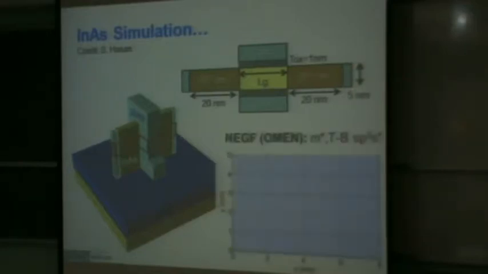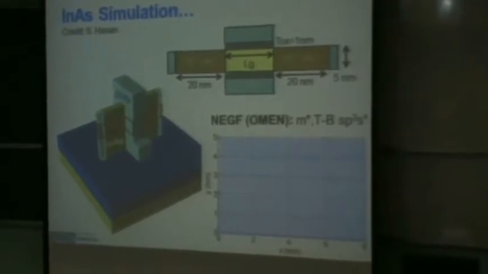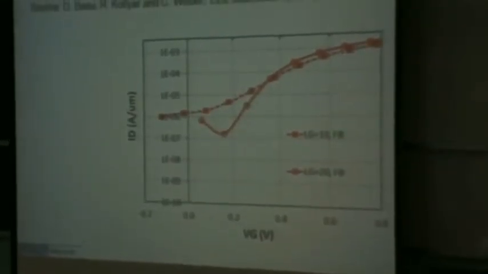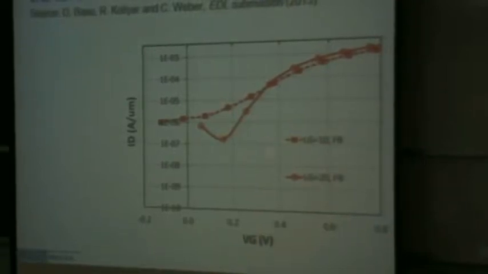The gate lengths that we're looking at are between 10 and 20 nanometers, and the width of the fin is 5 nanometers. And as I told you, we're going to use an NEGF approach. In this case, we're actually using NEMO, and we're looking at using a bulk tight binding representation for the electronic wave function and also an effective mass representation. So this is the overall result when we're looking at that particular device at 20 nanometers and at 10 nanometers.